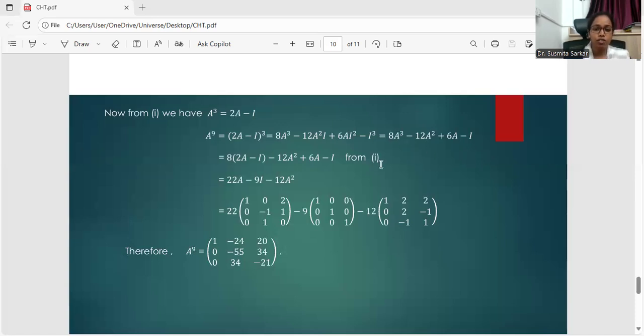Now, putting these values, we get A to the power 9 is equal to 22A − 9I − 12A². Now, putting the values of A², A and I₃, we get A to the power 9 is equal to 1, −24, 20, 0, −55, 34, and the last row is 0, 34, −21.